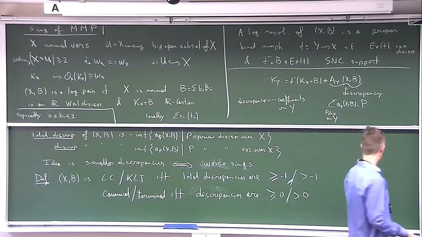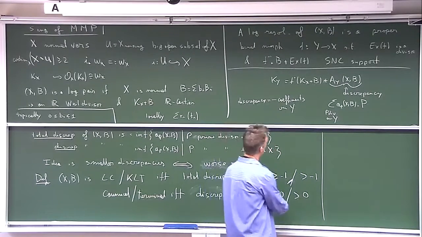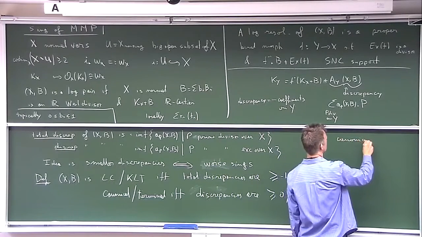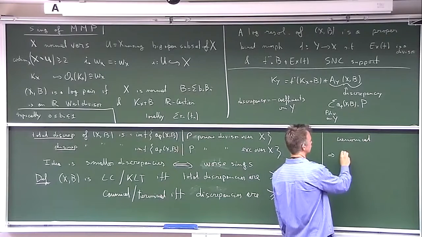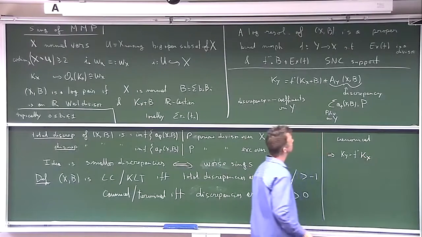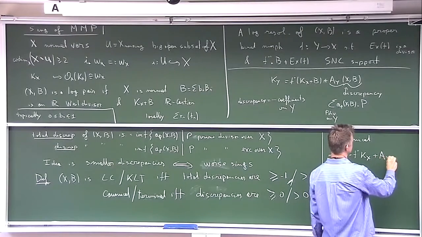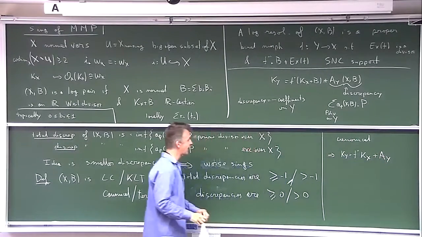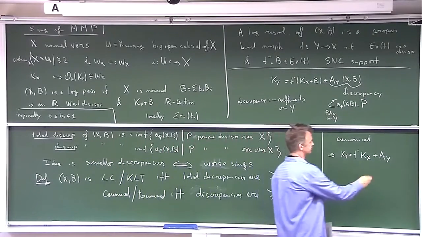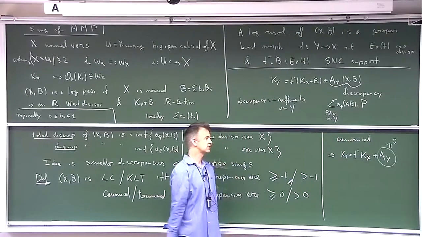So let me sort of illustrate why this is nice. So here, if it's, let's say, canonical, that implies that when I take any resolution, I can write that K_Y is the pullback of K_X plus this discrepancy divisor A_Y, where by definition, all discrepancies are greater or equal to 0. So this is an effective divisor. It's not a mixed object. Every single coefficient is greater than or equal to 0.